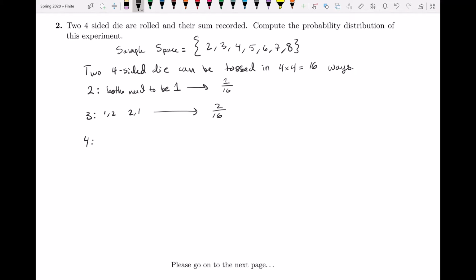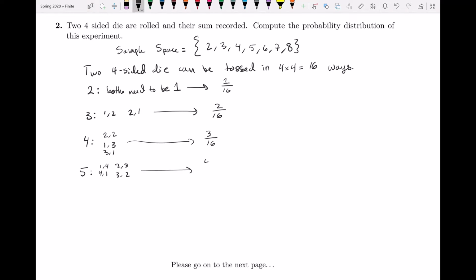For 4, right, we have 2 and 2. We have 1 and 3, or 3 and 1. So that is 3 ways, so 3 out of 16. For 5, let's see, we could have 1 and 4. We could have, of course, 4 and 1. We could have 2 and 3, or 3 and 2.